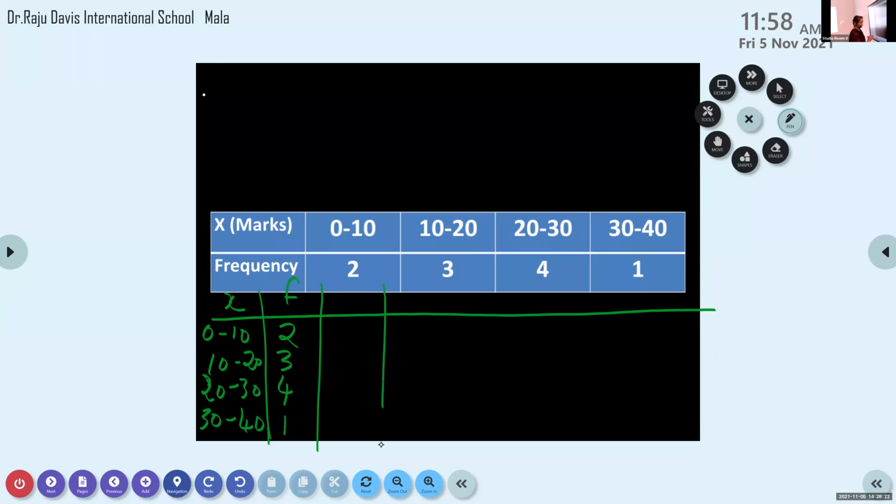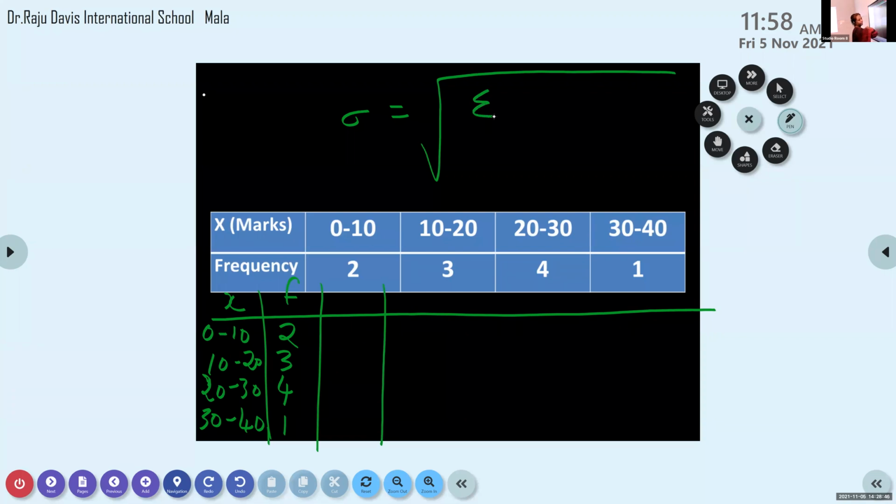What should be the next column for finding? Ideally. Okay, tell me the formula once. Sigma is equal to, what's the formula? It's the step deviation method. What is the formula? Anyone? Fast.